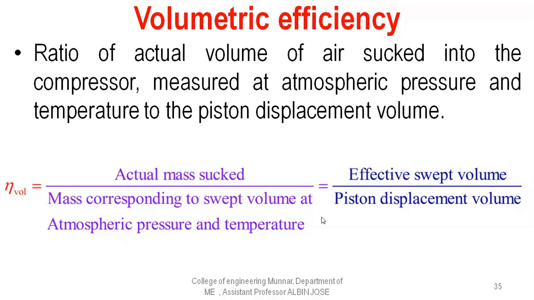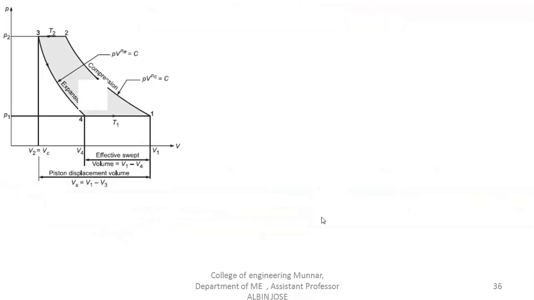Okay, so volumetric efficiency can be defined in terms of mass or in terms of volume of the gas, air. In terms of mass, it is the ratio of the actual mass sucked divided by the mass corresponding to the swept volume at the atmospheric pressure and temperature. In terms of volume, it is the ratio of effective swept volume divided by piston displacement volume.